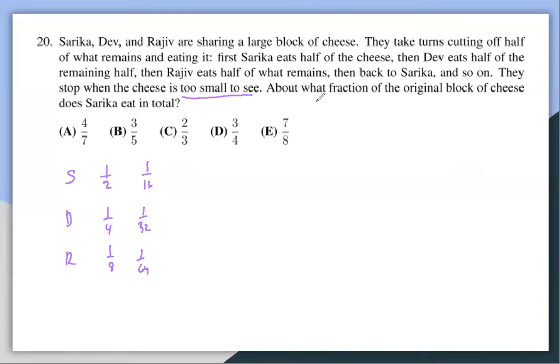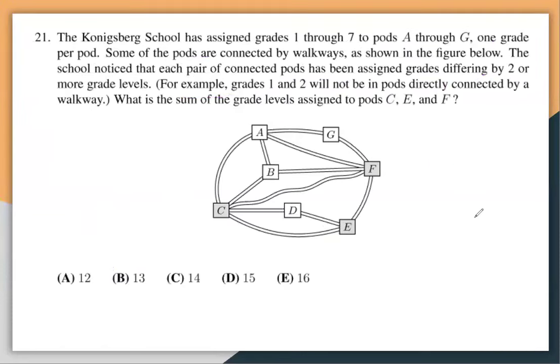About what fraction of the original block of cheese does Sarika eat? So we just need to add these up, right? If you keep doing this, it's going to be a geometric series with the common ratio of 1/8. And if you remember, the sum was A over 1 minus R. So A is 1/2 and R is 1/8. So that should be 1/2 times 8/7, so it looks like 4/7. If you don't see this immediately, you can try choosing a number to start with and going with that number. That should also work. Okay, next one is 21.